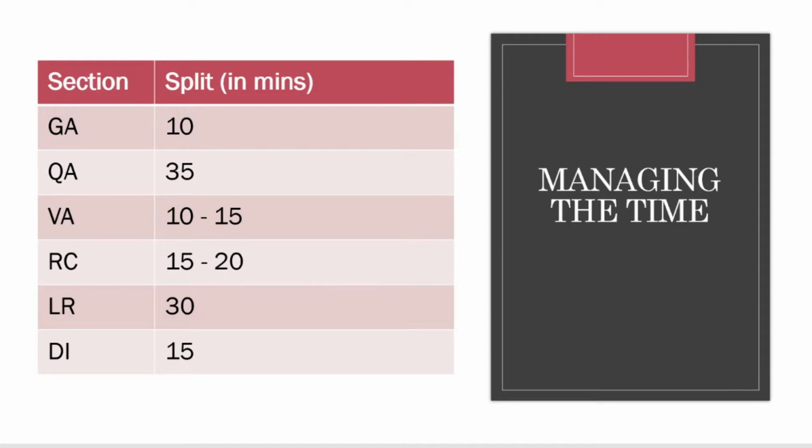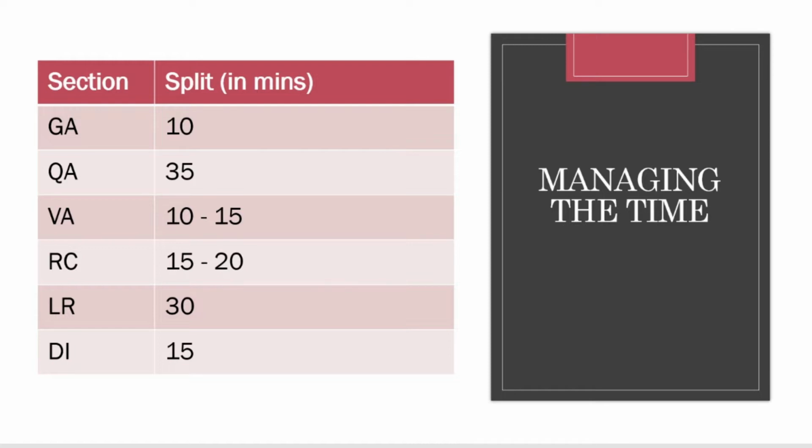QA, about 35 minutes. If you're really good at QA and you think you're going to maximize your score, you can pull it a bit higher, but nothing more than 10 minutes more. So 35 would be about the apt time for QA. If QA is a strong area, then probably 45, right? Verbal ability and reading comprehension put together about 35 minutes, and LR about 30 minutes.